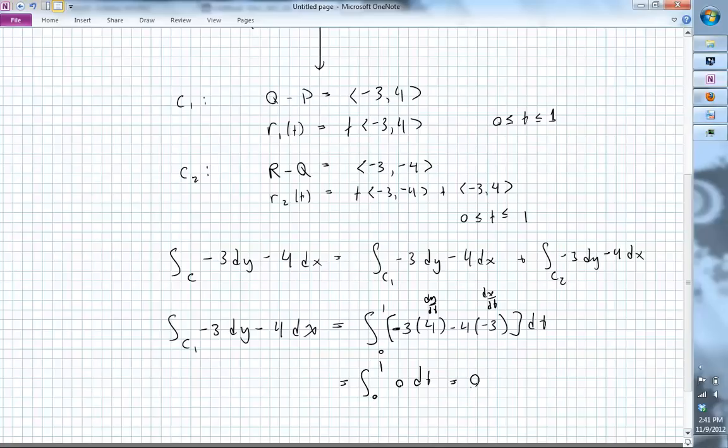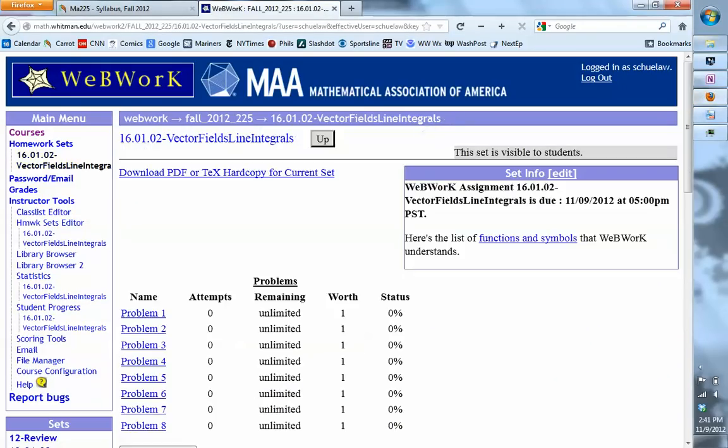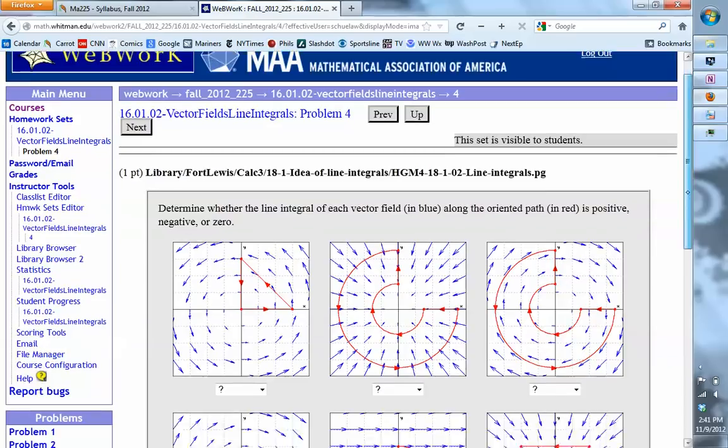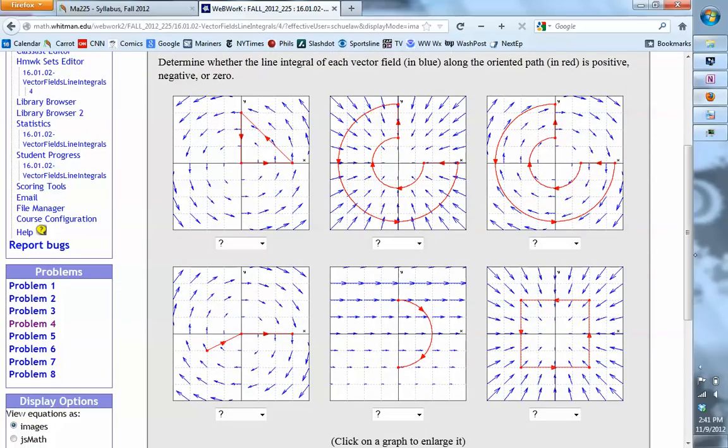Number 4, the visualizing line integrals. Okay, remember the guiding principle here: when the curve is going with the force, that's positive work. When it's going against the force, it's negative work, and across the force is 0. But it's asking whether the line integral is positive or negative, not the work, right? Well, this line integral essentially represents a work integral. So it's a path in a force field.